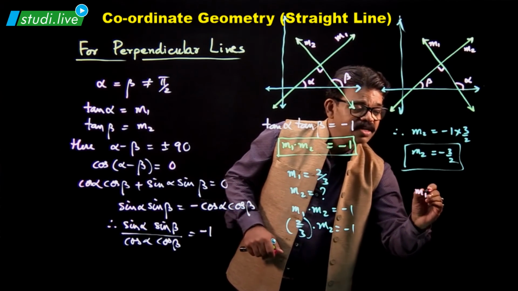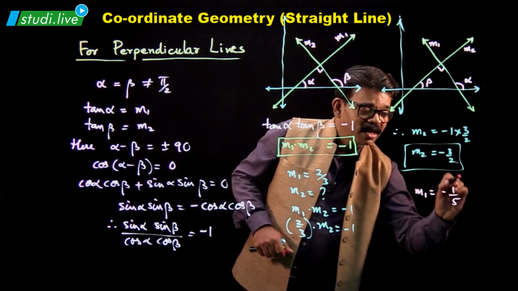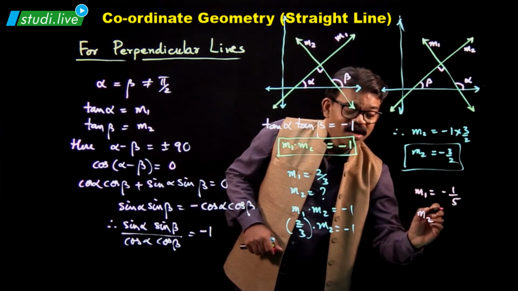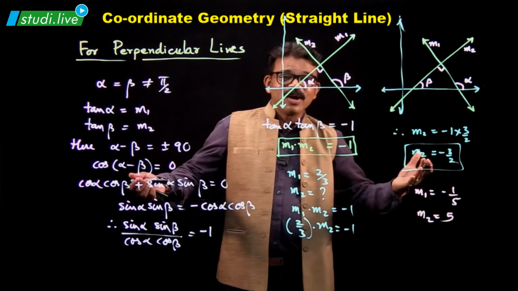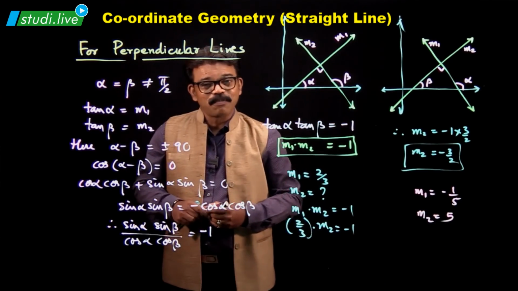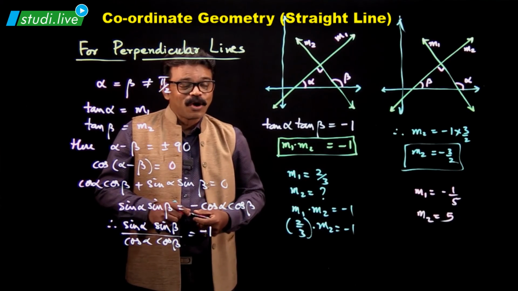So let's finish it faster. Suppose M1 is minus 1 upon 5. So what would be M2? In this case, minus turns to plus, 1 upon 5 becomes 5. Look at that. So we are able to get the slopes of perpendicular lines so easily.